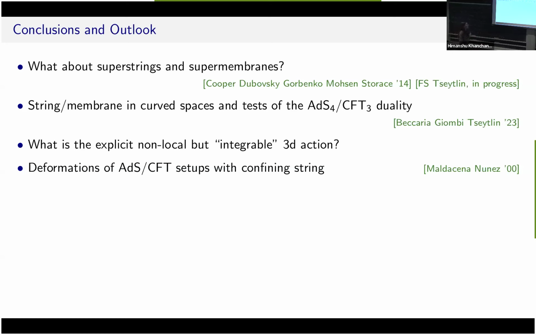Another direction to explore is to look at AdS/CFT setups where you have confining strings. Because if you just look at, for instance, N=4, this is not confining, but you can also look at other settings where you also have confinement.